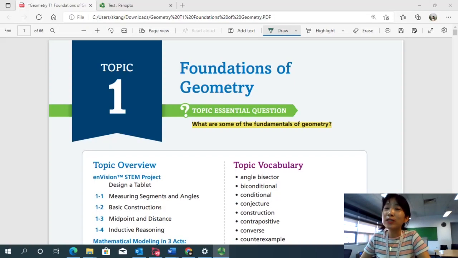Hi, this is Geometry, Topic 1, Foundations of Geometry. In this topic, our topic essential question is, what are some of the fundamentals of geometry? So we'll start with setting a foundation for geometry and redefining the math terms that we already know, but in terms of geometry. So what is geometry? You'll wonder. We'll start that in a minute.